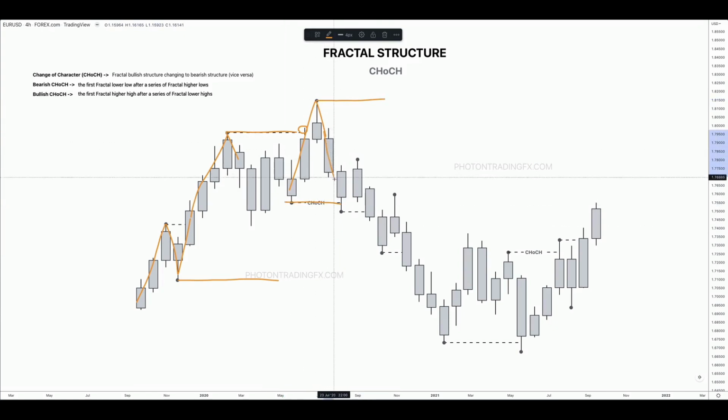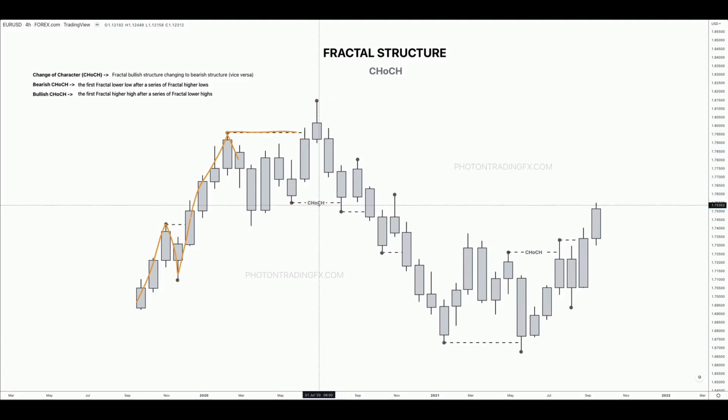Price then comes down and takes the low. This is when you have your bearish CHOCH, your bearish change of character. The fractal structure has now shifted from bullish to bearish. And that is what we're trying to do with fractal structure: identify these CHOCHs. We're going to get into the reasoning behind why we use these frameworks later, but this is the main reason we're going to be doing fractal structure in the live market.